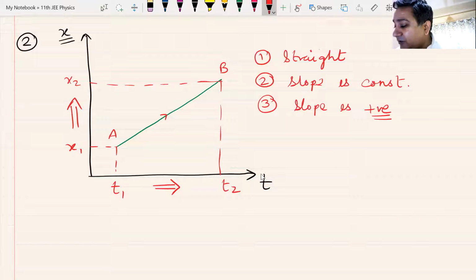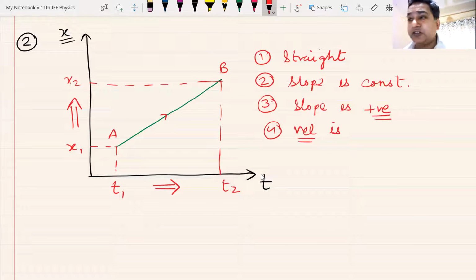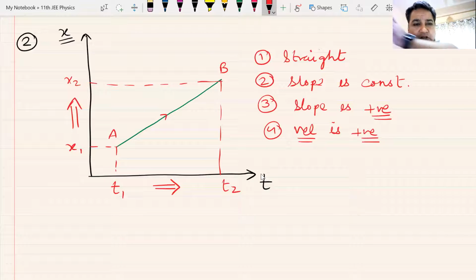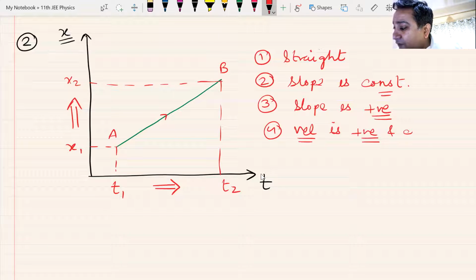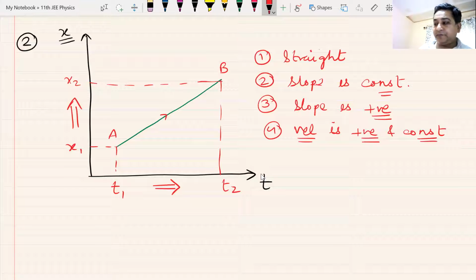Let us now come back. What about velocity? Slope is positive. So the velocity is also positive. Velocity is also positive. Yes. But slope is constant. So velocity is positive and constant. Yes or no? Tell me. Velocity is positive. It is also constant.